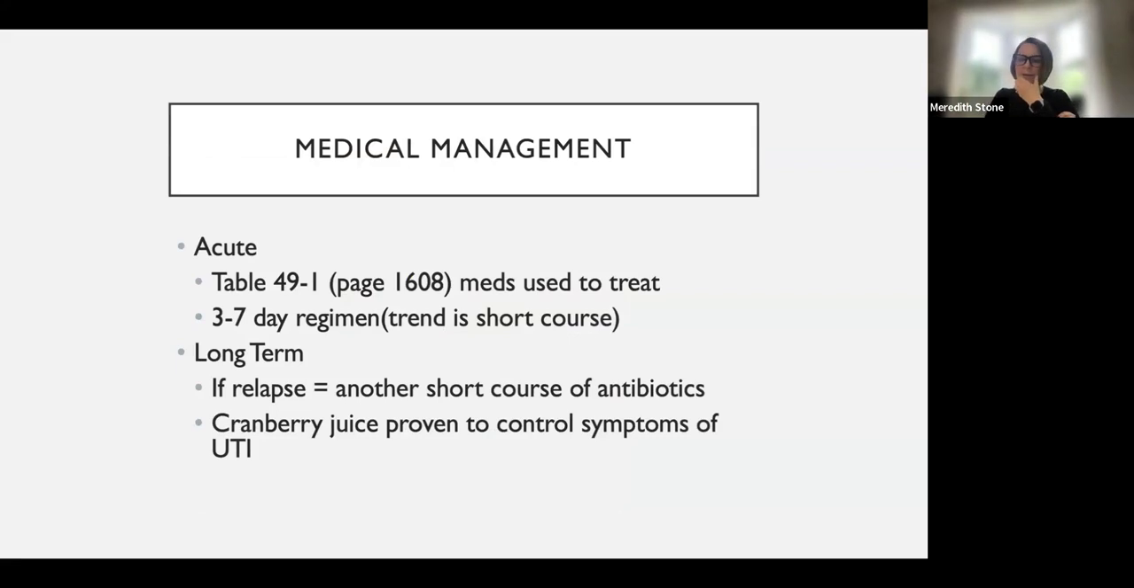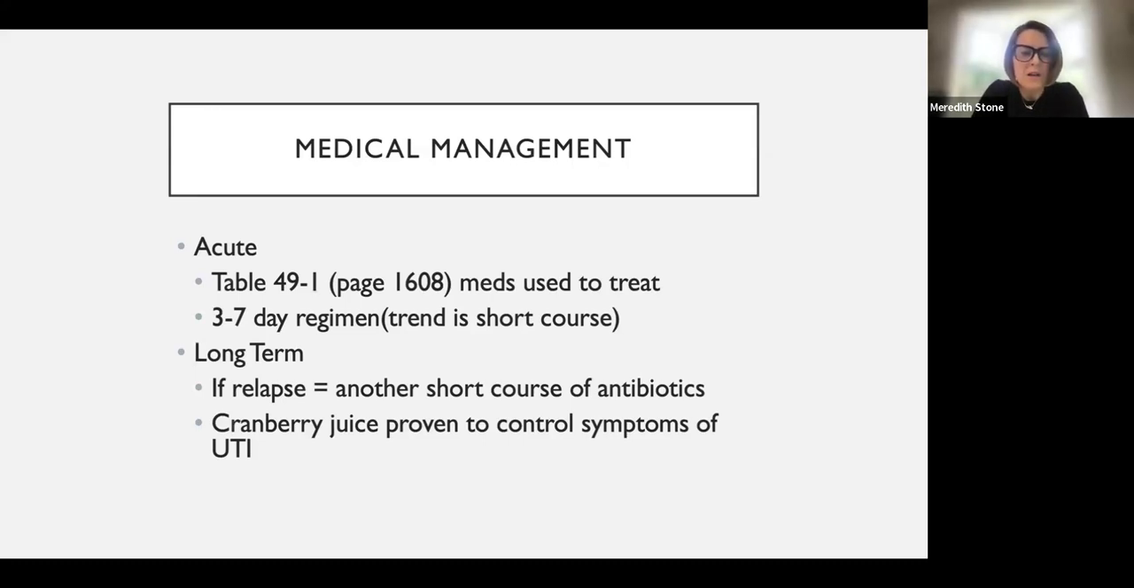So now talking about if we know somebody has a urinary tract infection. When it's an acute infection, typically you're going to have a 3 to 7 day course of antibiotics. I did put on the med sheet, so you can just look at that for the antibiotics to focus on.